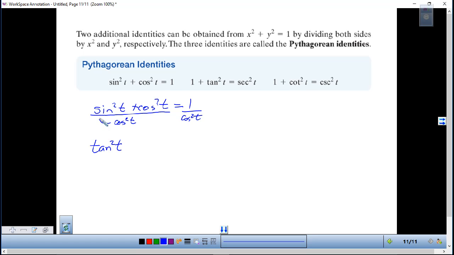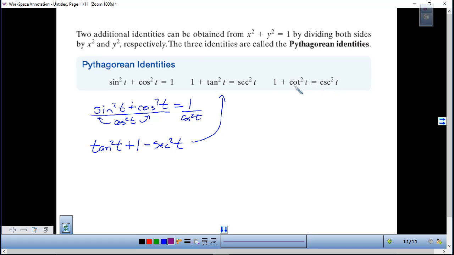I have to divide this cosine squared t into all the parts over here on the left side, sorry. And cosine squared t over cosine squared t is going to give me 1. And 1 over cosine squared t is going to give me secant squared t. So I've just derived this one. Remember, these are interchangeable. You can flip them around either way. It doesn't matter. Commutative property says it doesn't matter how we add those.